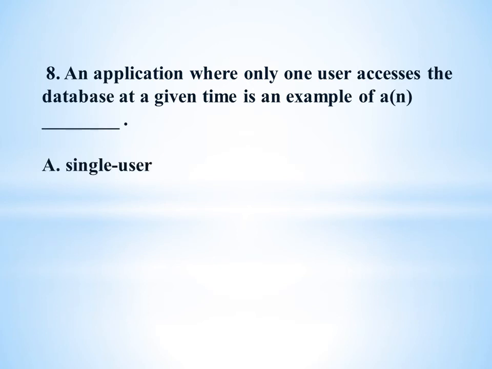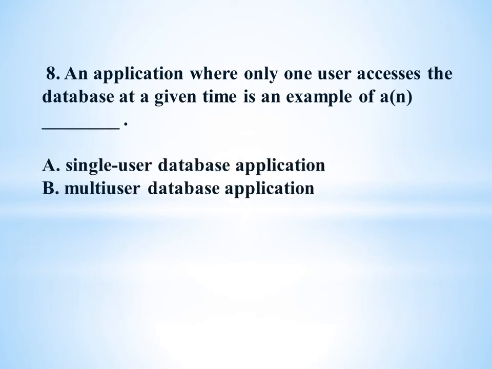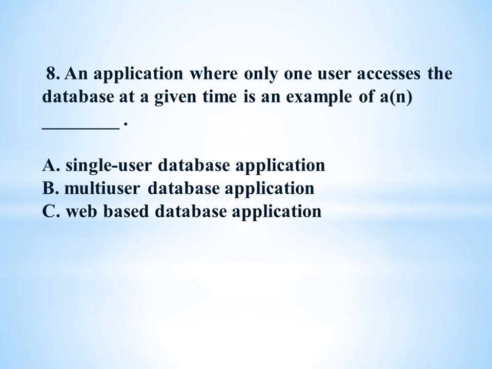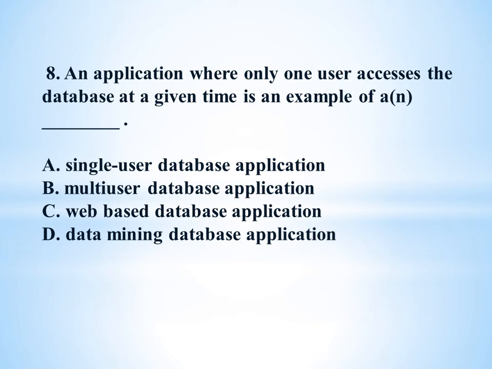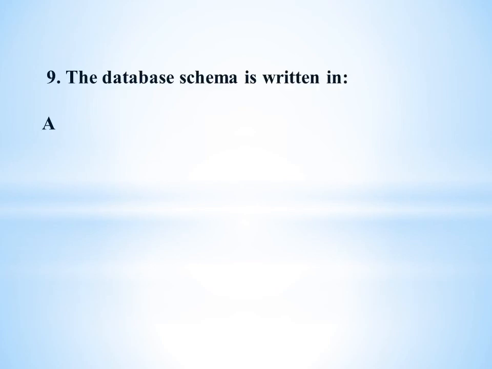An application where only one user accesses the database at a given time is an example of a. Options are single user database application, multi-user database application, web-based database application, or data mining database application. So the right option is single user database application because only one user is accessing the database at a given time. Okay, next question is, the database schema is written in.